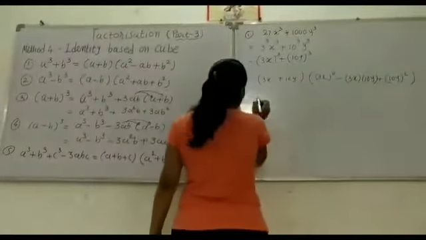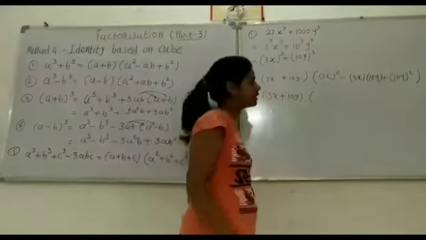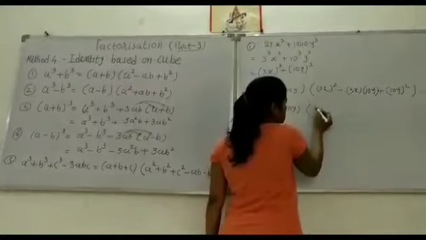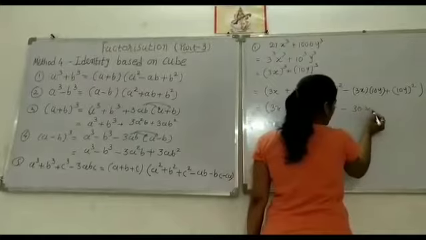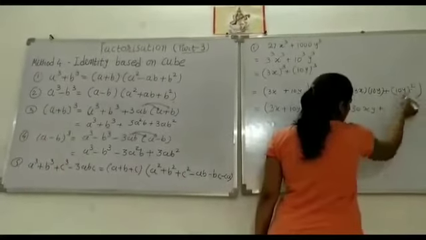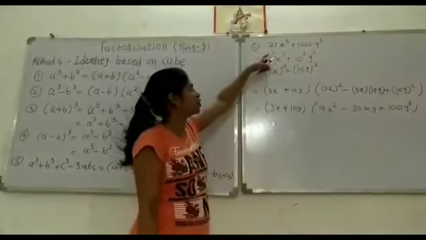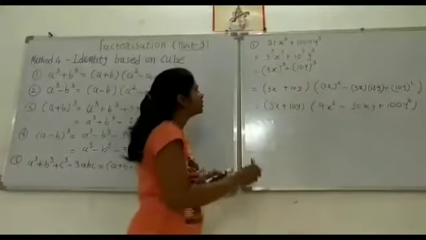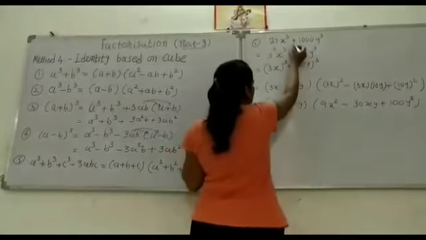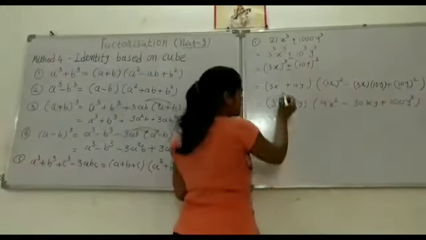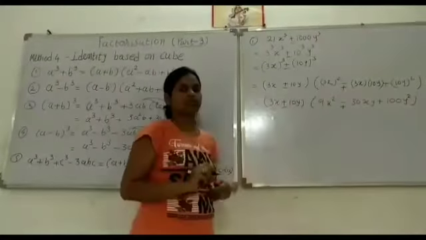Now expand this: 3x plus 10y. In the second bracket, removing brackets, 3x square is 3 square x square, so 9x square, minus 3 times 10, that is 30xy, plus 10 square y square, that means 100y square. This is the expanded or factorized form. Now, if instead of plus here there is minus, then you write minus in the first bracket and plus in the second. So it is the same example for minus.